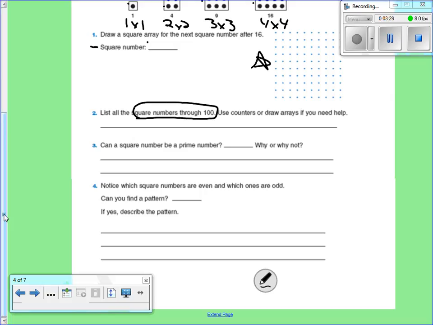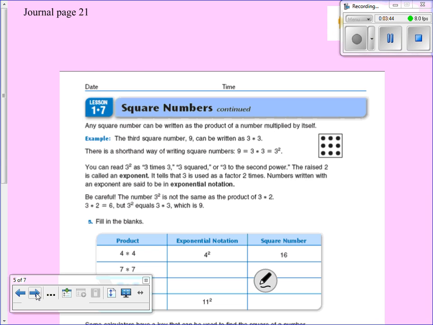Can a square number be a prime number? I want you to think about that. Can a square number be a prime number? Think about what you remember about prime numbers. Remember, it's just only the number 1 and the number itself. Okay, remember, 1 is not a prime number. And keep on looking here.